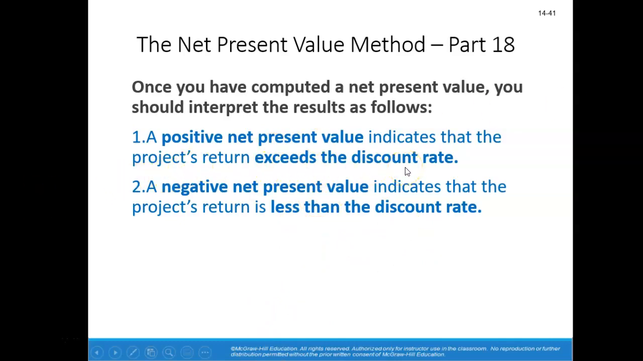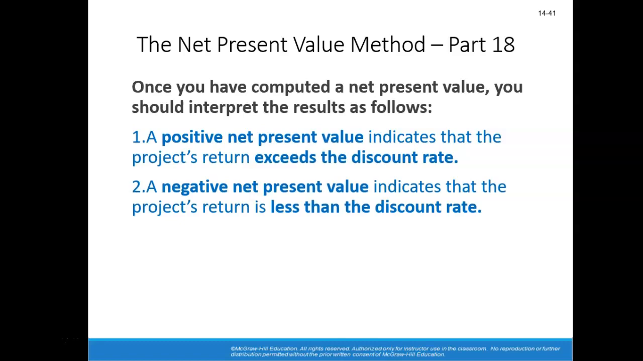Now, if it's zero, it's just equal. But if it's a number higher than zero, then it exceeds our discount rate. But if you have a negative net present value, that job is less than your required discount rate. The discount rate represents the rate of return we expect to receive on any of our investments. Okay?